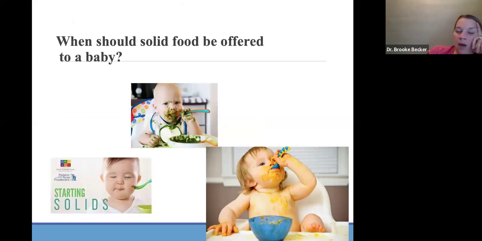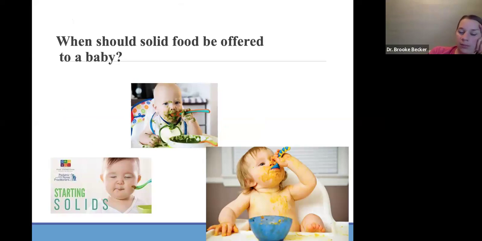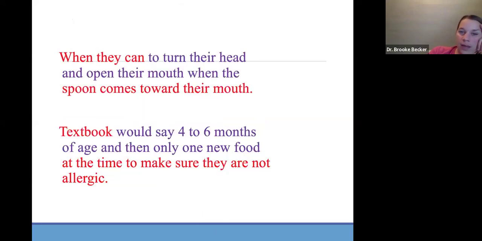When should babies be offered solid foods? Six months. Yep. Till then, it's formula or breast milk. The other thing is making sure that they can sit up and hold their head steady and know to open their mouth when the spoon is coming towards their mouth.